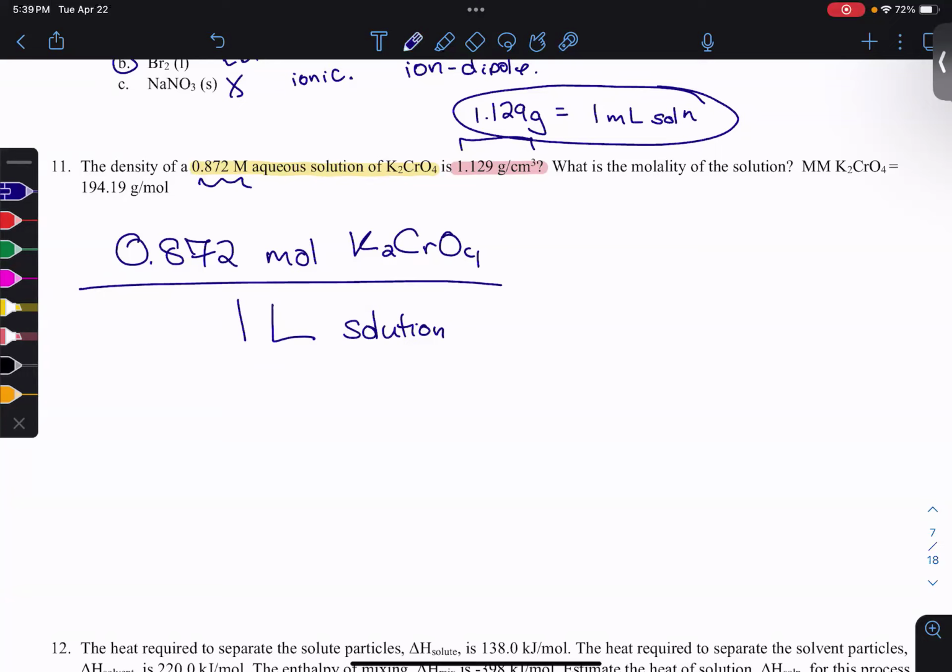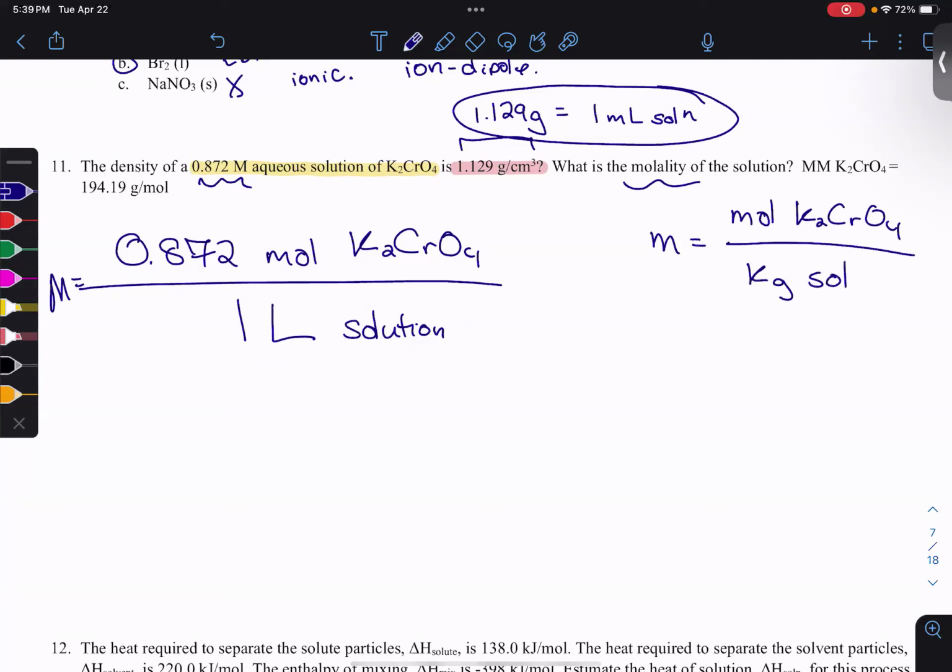So what is our goal? We want molality, so let's write what our target is. Molality of this solution, so little m, this is big M, has the unit moles of K2CrO4 over kilograms of solvent. Do we have one of those numbers already? Which one? Moles. So look, we're halfway done. We just need to figure out how many kilograms of solvent there are. And so that's where we're going to use these pieces of information.